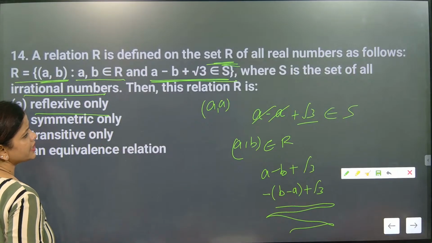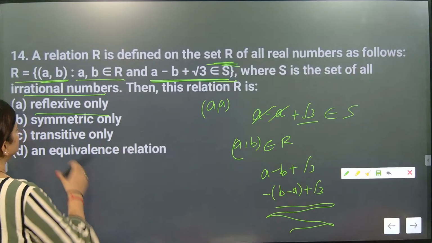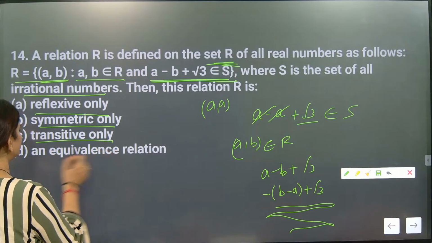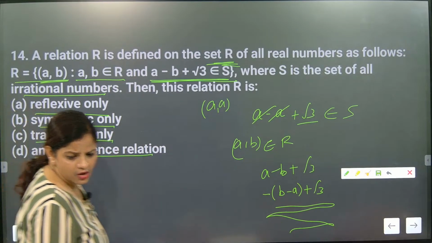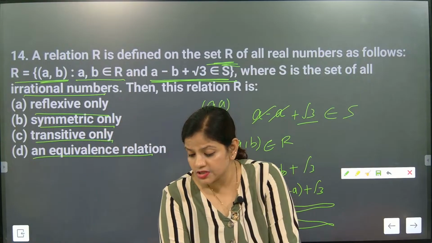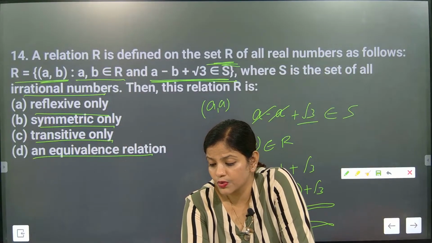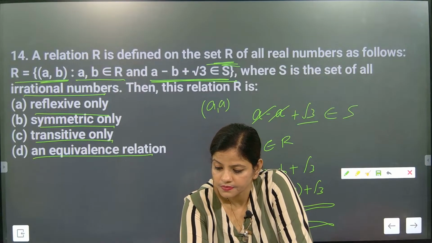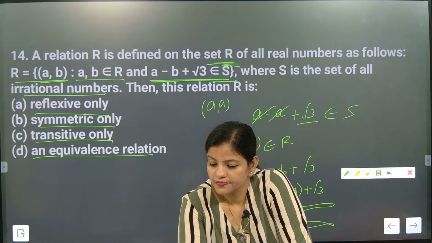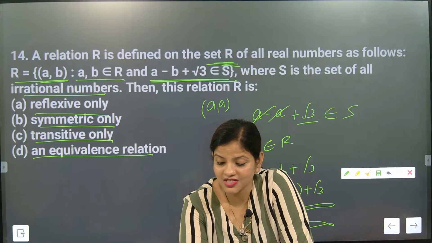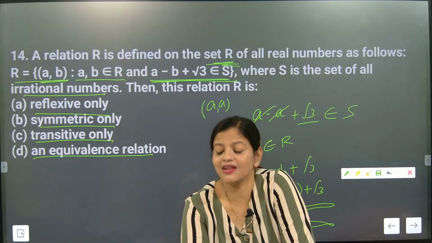Root 3 is not getting cancelled. Symmetric only? Check. Transitive only, or equivalence? In that case, how will it be? Because the relation has to be real, and real does not take root. So something has to be eliminated. Now the story has changed, so you people have to align it very cleverly.